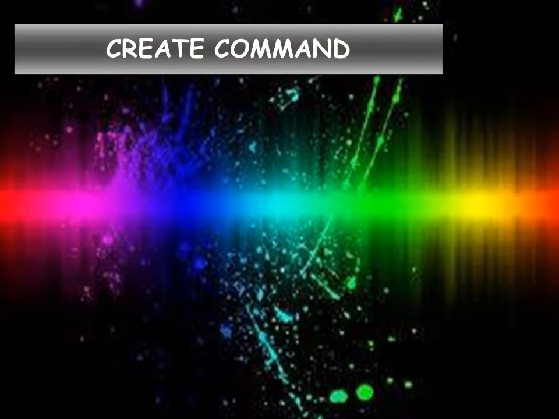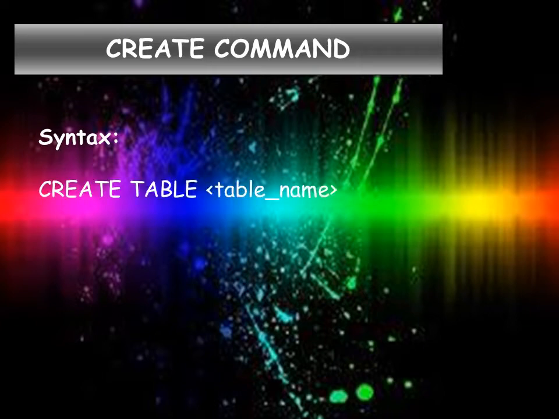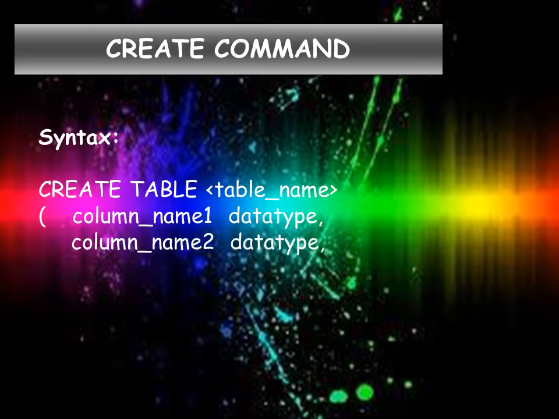Next we said that we can create tables also using the create command. So the syntax will be different when you want to create a table using the create command. The syntax will be: create table, table name, then column name 1, data type 1, column name 2, data type 2, and so on, then column name n, data type, and then close the bracket and then a semicolon.